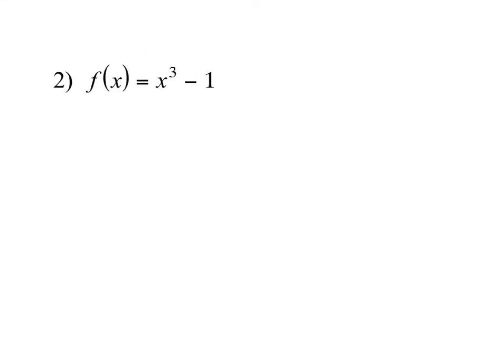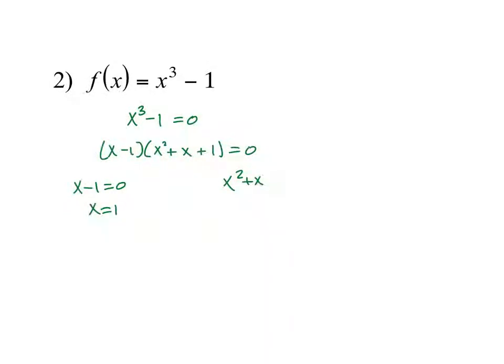Okay, so for this one, I'm going to start by rewriting x cubed minus 1 equals 0. We have a difference of cubes. So I'm going to write x minus 1 times the first one squared, x squared, plus the second one times the first one, so x times 1 is x, plus the second one squared, so 1 squared is 1, equals 0. So x minus 1 equals 0, x equals 1. And x squared plus x plus 1 equals 0.